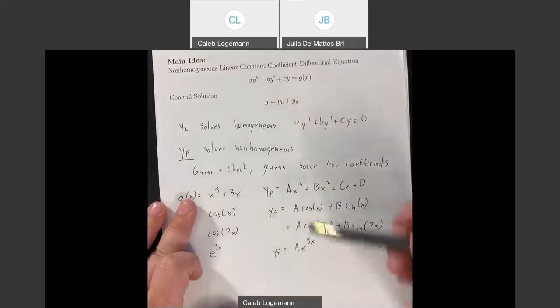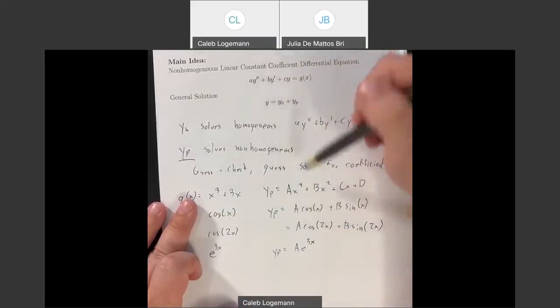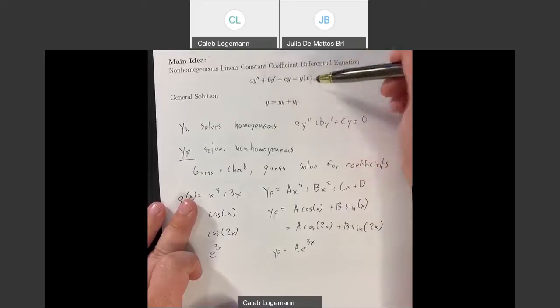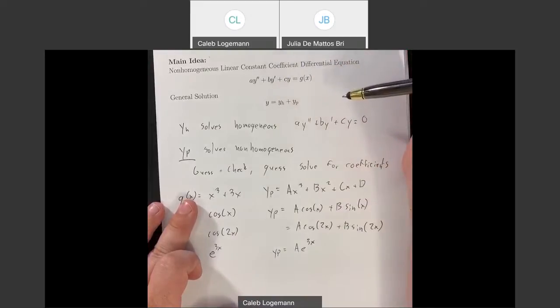And with e to the x, if you do the derivatives of an exponential, you're going to get exponentials out. And so those hopefully should be able to match up.